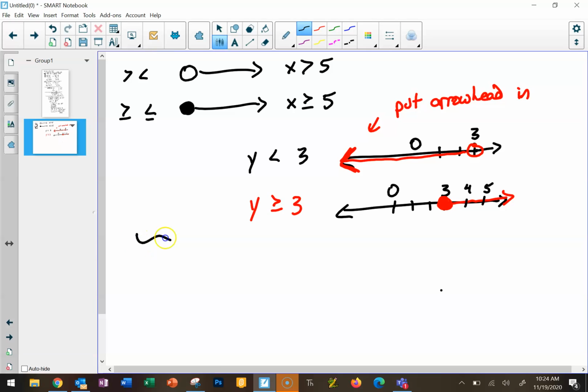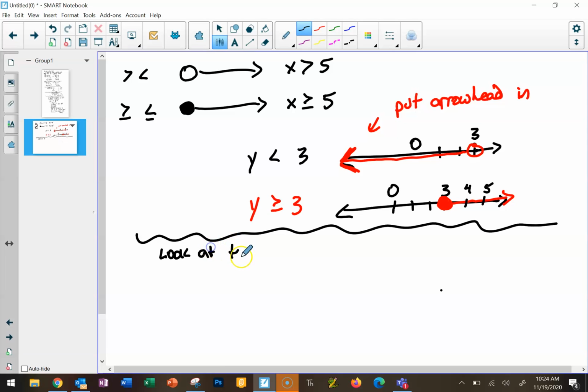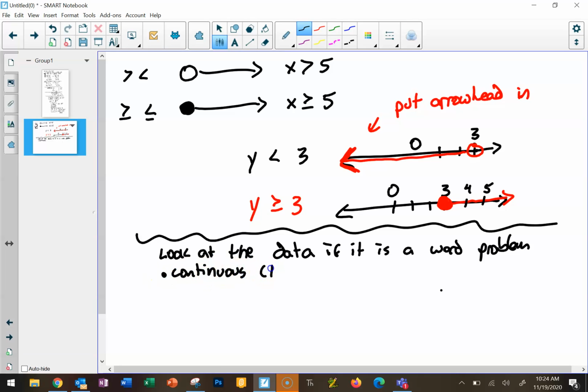And then one more thing I wanted to discuss in relation to this is, look at the data. If it's a word problem, to determine if it is continuous or discrete. So you got to ask yourself two questions. Is it continuous? Okay, which is just a line, right, with an arrow. Or discrete, which is just dots. Sometimes an arrow as well.